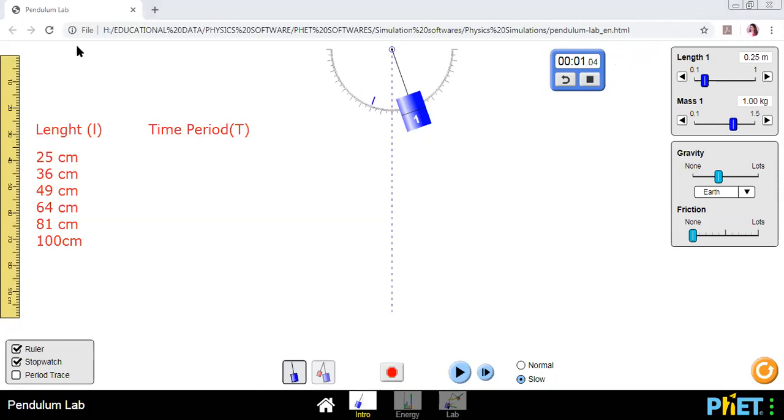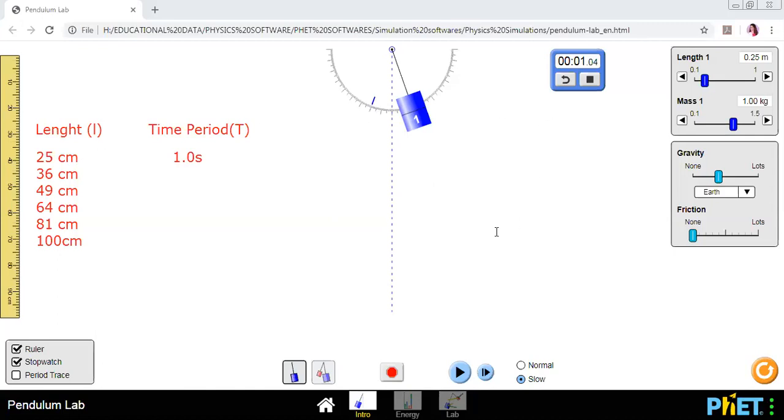So write down here the time period. When the length was 25 centimeters, how much was the time period? The time period was 1.0 second. Right. We will take the answer accurate up to one decimal. Clear class? Now the second reading.